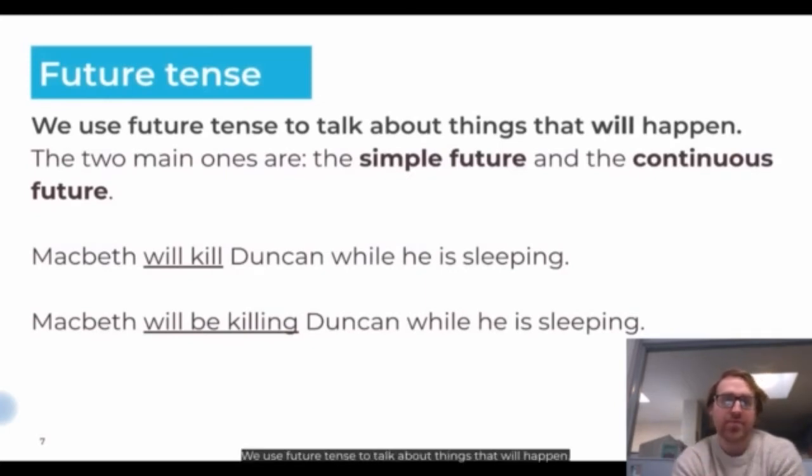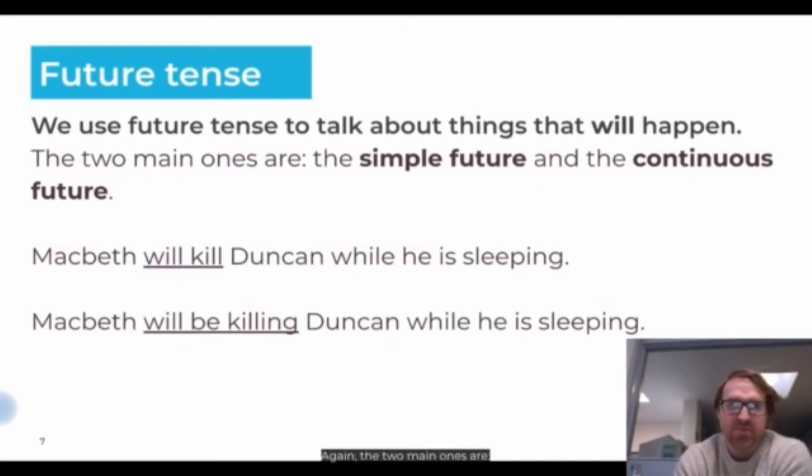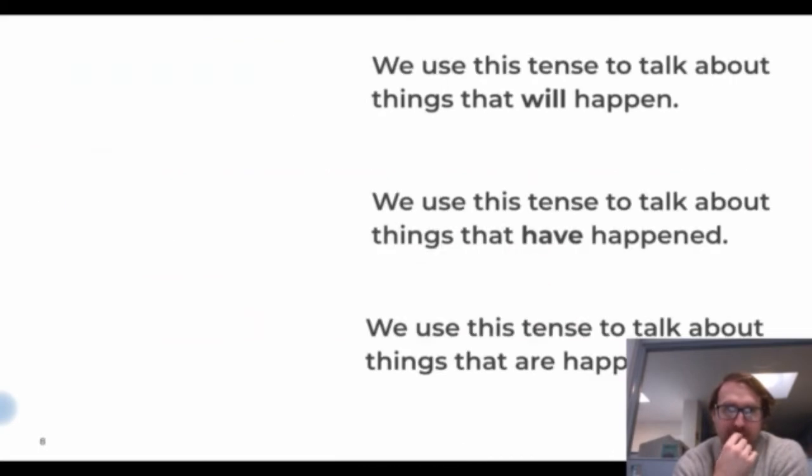The last one, future tense. We use future tense to talk about things that will happen. Again, the two main ones are simple future and continuous future. So in the first sentence, let's have a look at simple future. Macbeth will kill Duncan while he is sleeping. The second one, Macbeth will be killing Duncan while he is sleeping.